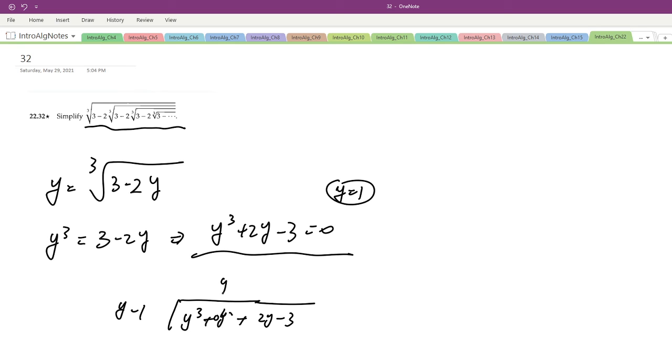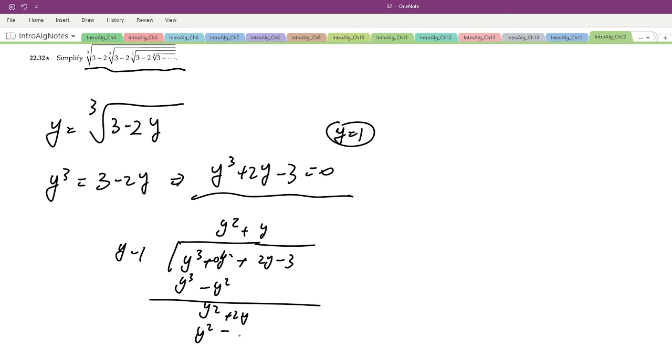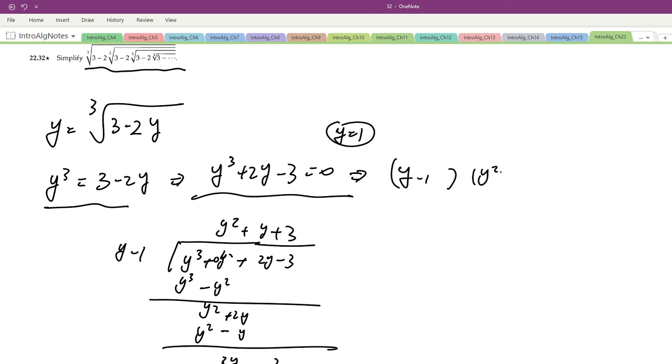So we can see y squared times y minus 1 is y cubed minus y squared. Then it's y squared plus 2y. Then plus y times y minus 1 is y squared minus y. Then we have 3y minus 3, so here is plus 3. So that means the cubic can be factorized into y minus 1 times y squared plus y plus 3 equals 0.